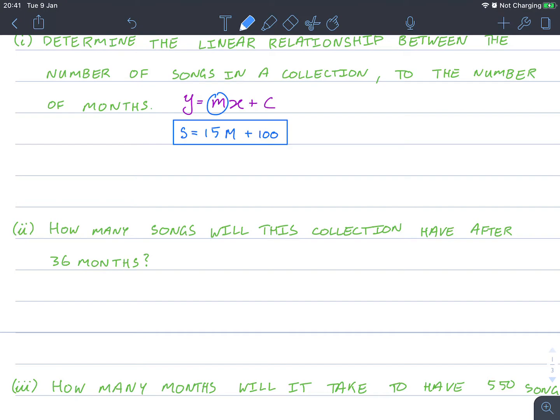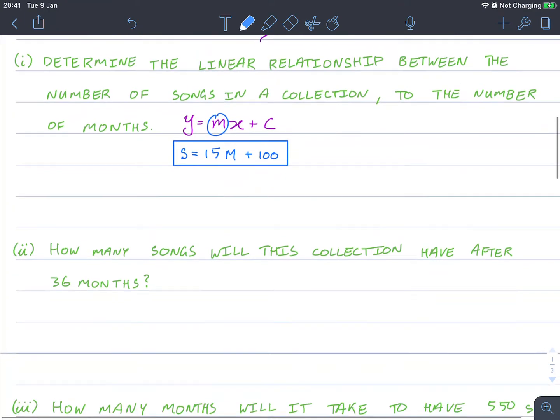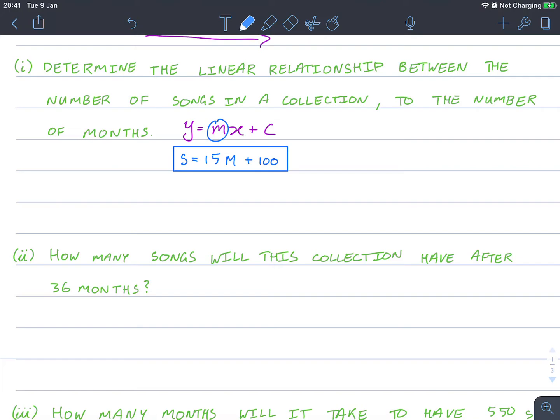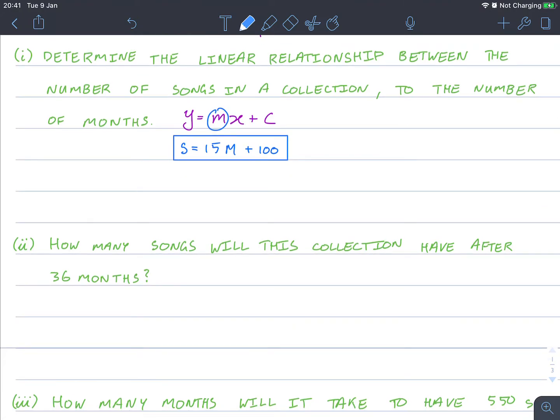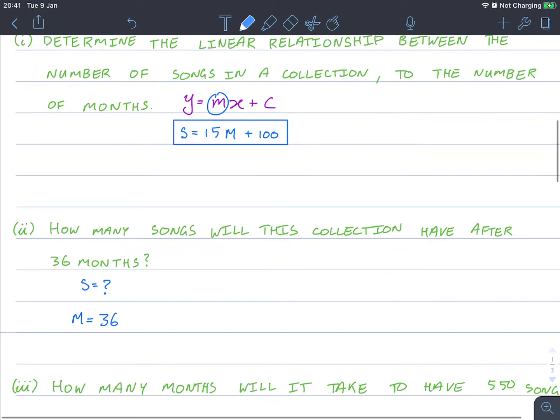How many songs will this collection have after 36 months? If we do a very quick question summary here, it says how many songs? Well, that is the pronumeral of S. So songs, we don't know, because it's asking us how many songs will this collection have after 36 months? Well, we're being told the value of the other pronumeral, M is going to be equal to 36.